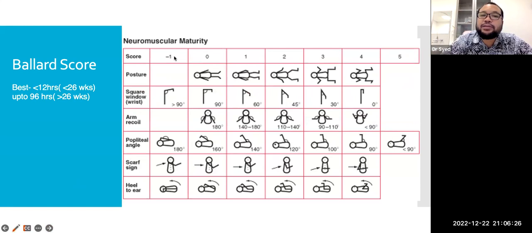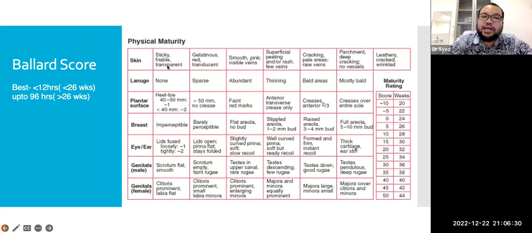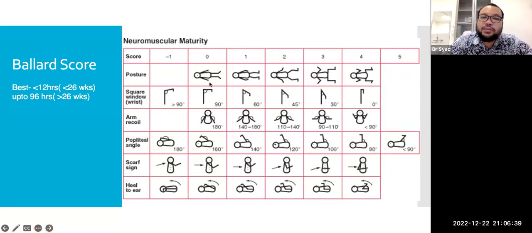Ni scoring ni tadi macam ni. Negative 1, 0, 1, 2, 3, 4, 5. Kita campurkan yang sini semua, campurkan dengan yang neuromuscular punya maturity ni, kan? Dan kita scorekan. So contohnya posture dia macam mana? 0 macam ni, 1 macam ni.